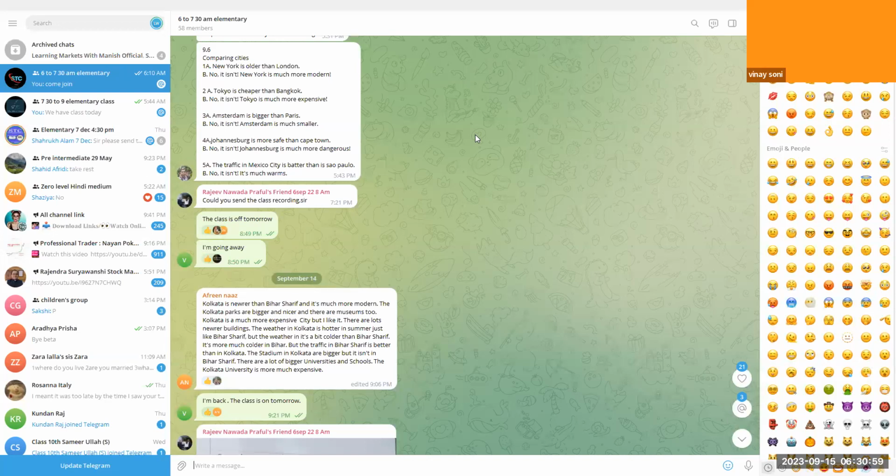Okay, new buildings and newer buildings. New buildings, you're not comparing. नए buildings हैं. Newer, you're comparing. बिहार शरीफ के buildings से ज़्यादा नए हैं. Okay, there are lots of newer buildings.